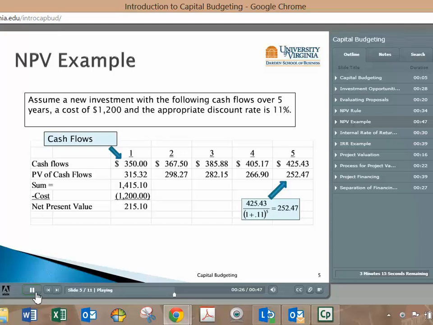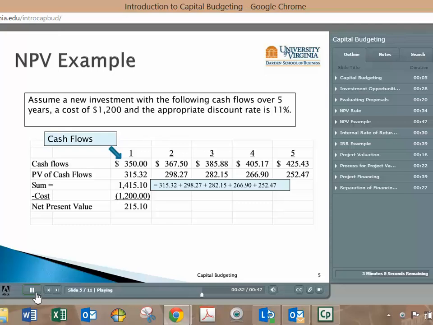The sum of all the present values is the value of the project. If the cost is $1,200, then the difference between the value of the project, $1,415.10, and the cost of $1,200 is a net present value of $215.10. The NPV of this project is positive, and the project is acceptable from a value creation point of view.